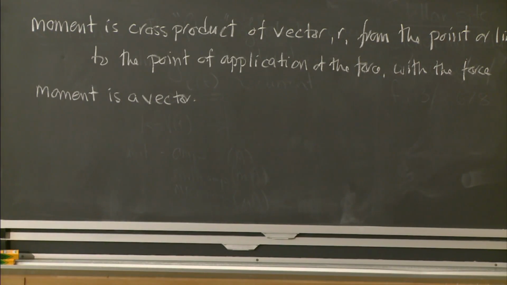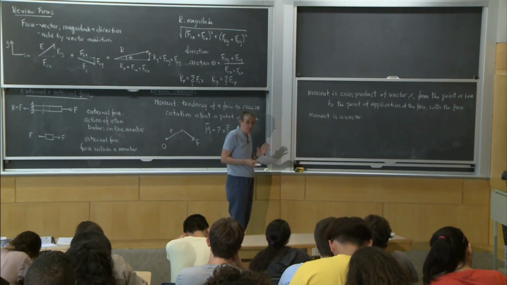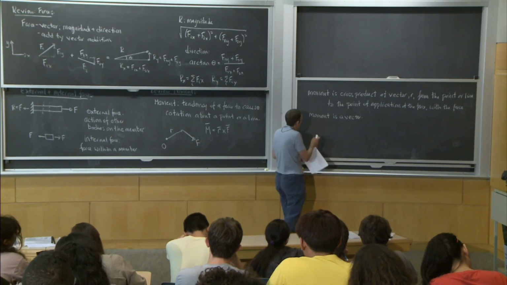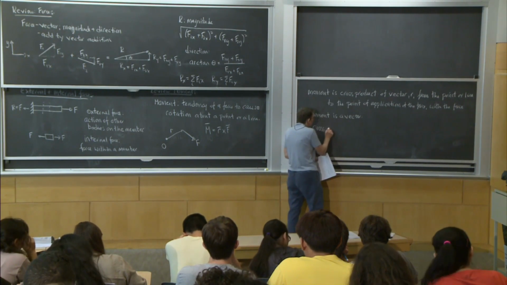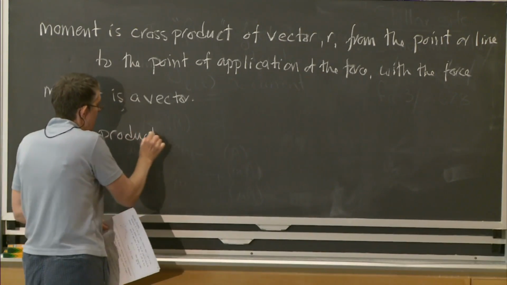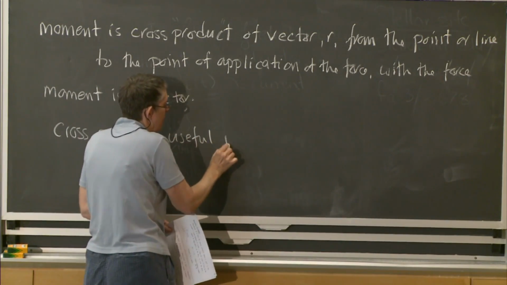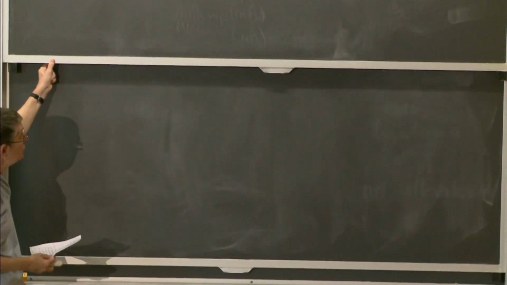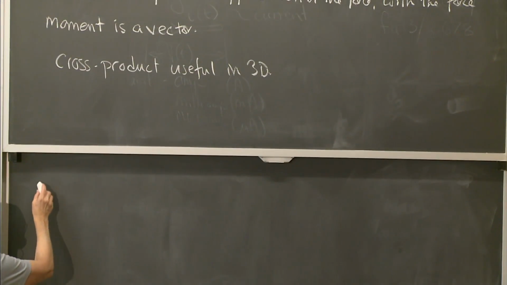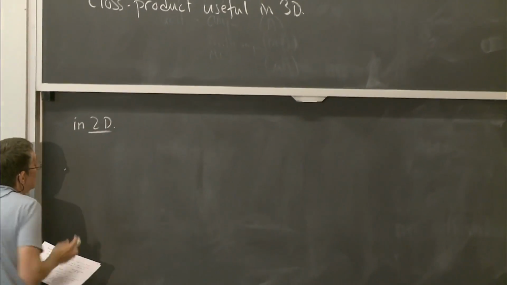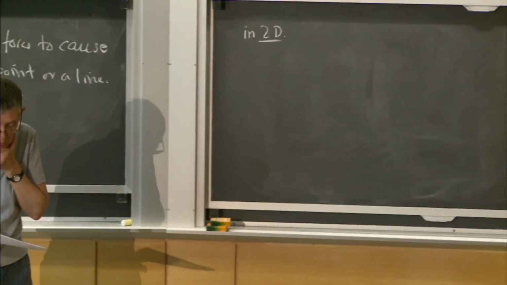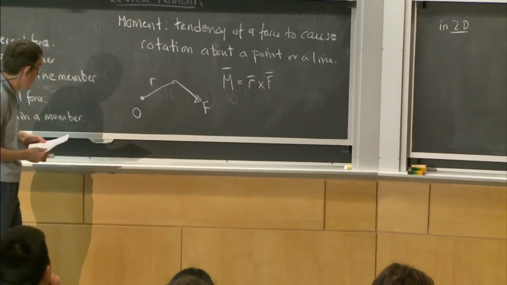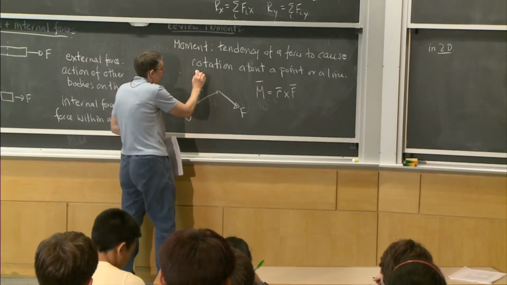So the cross product is useful if we have a situation in 3D, but often we have a two-dimensional situation, and then there's a somewhat simpler way you can do it. So I'll just say the cross product is useful in 3D. In 2D, we can get the magnitude of the moment by taking the magnitude of the force and multiplying it by the perpendicular distance between the point O and the line of action of the force.